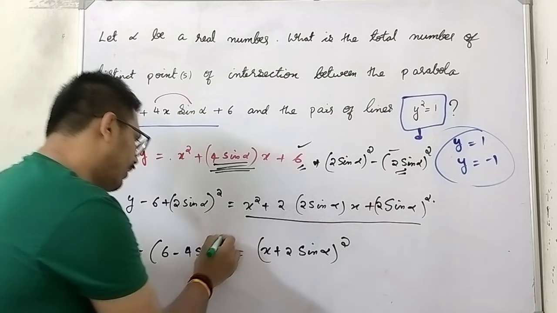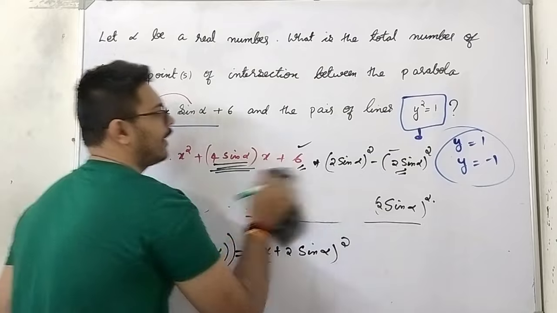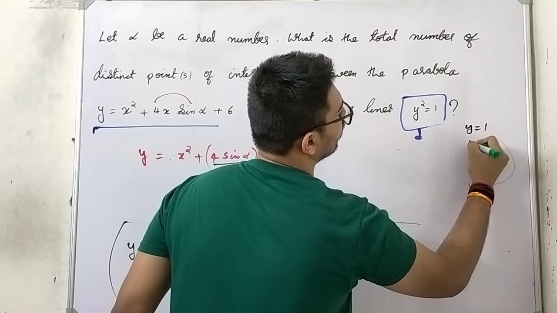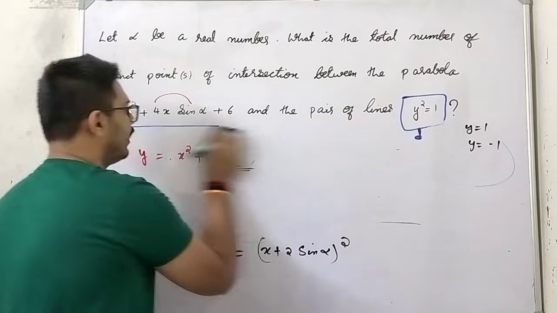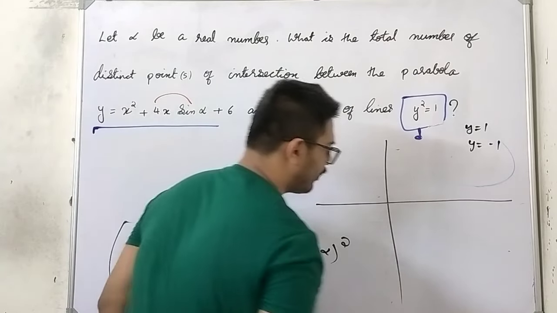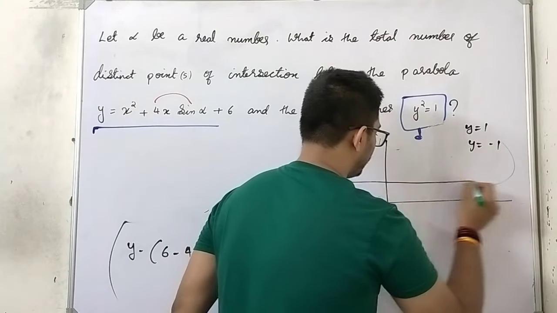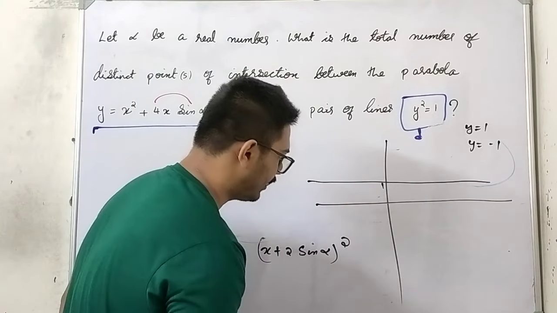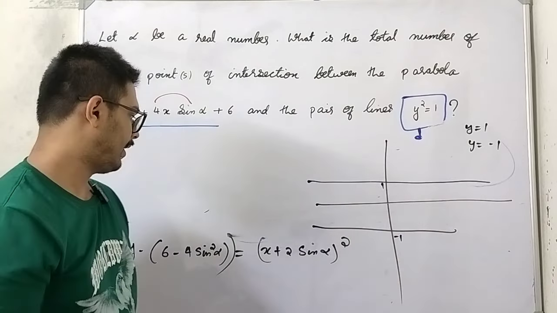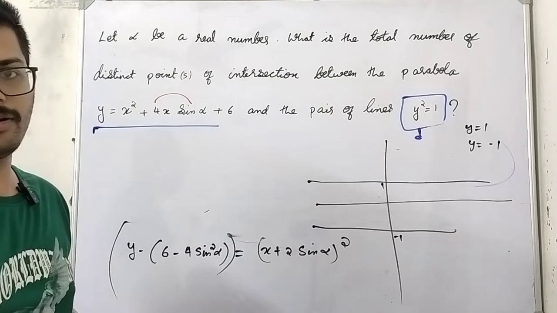Now I can draw the graph of the parabola. We have the straight lines y equal to 1 and y equal to minus 1. Now I am drawing an xy coordinate system. y equal to 1 represents the line passing through y equal to 1, and the other one is y equal to minus 1, passing through minus 1. Now we can consider this parabola. We need to draw this parabola.